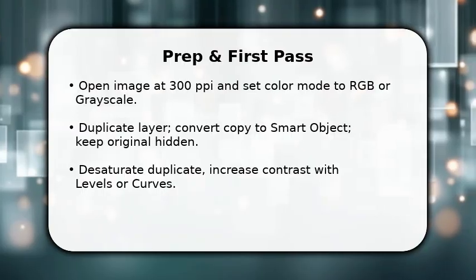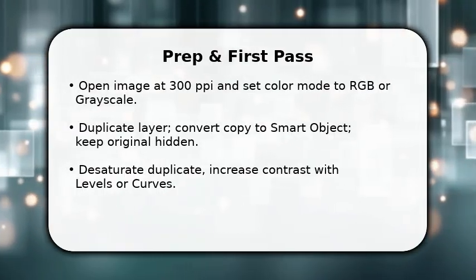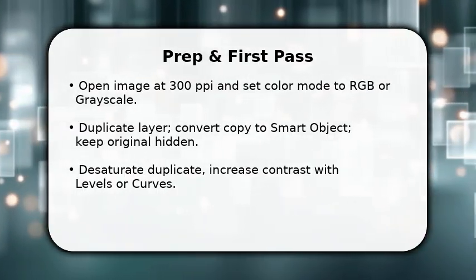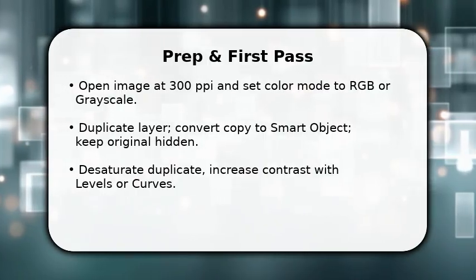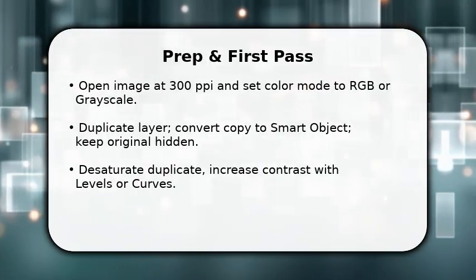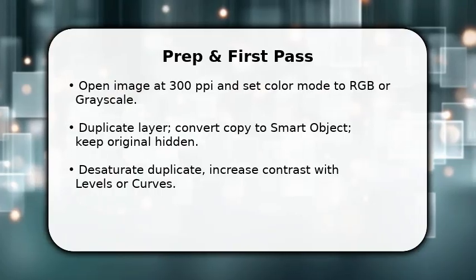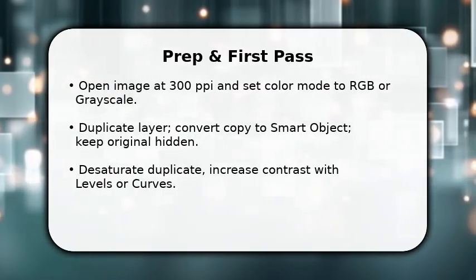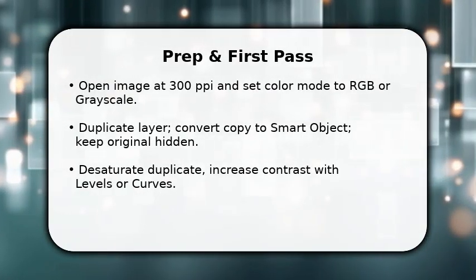You start by prepping a high-contrast base so halftones read cleanly. First, duplicate your image and convert the copy to a smart object so you can tweak non-destructively. Once done, desaturate that smart object and push contrast with levels or curves.